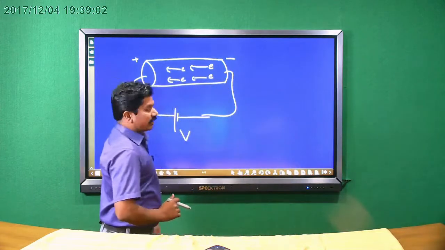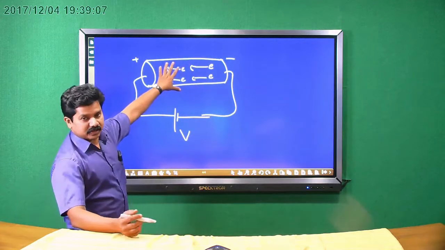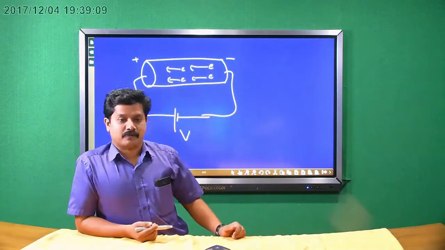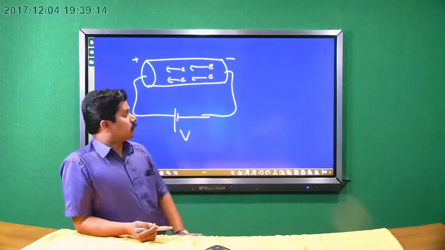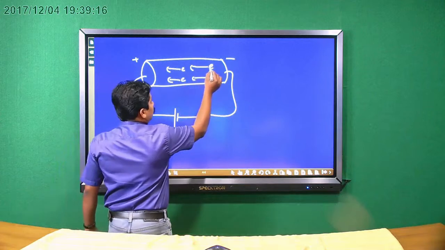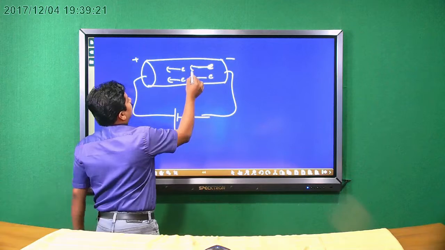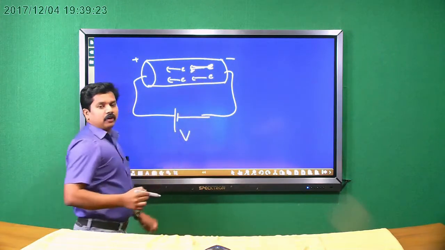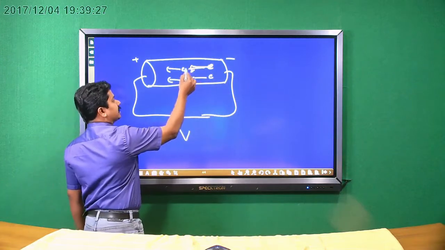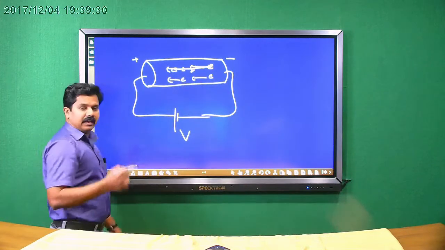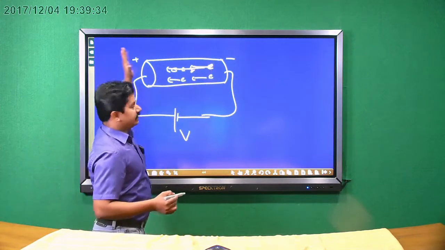So while moving, what will happen? There are a lot of free electrons here, and while moving, these electrons will collide with the other electrons and with the lattice points. While moving, the electrons will get accelerated, but they collide with the lattice point, so the velocity of the electron will get reduced. Again, there is still an electric field here, so the speed will increase. Again, they collide with the lattice point and the speed will decrease. So the electron gets drifted in this direction.